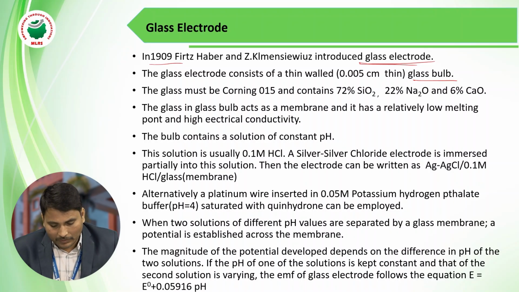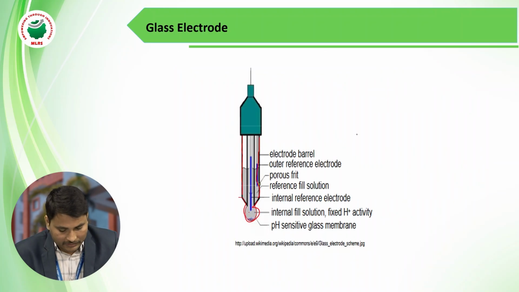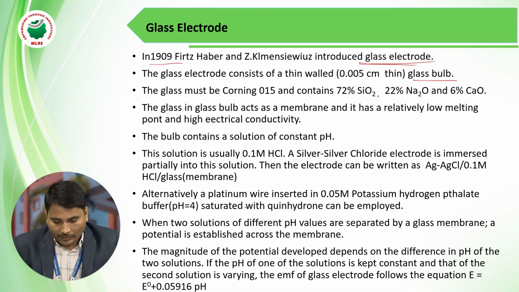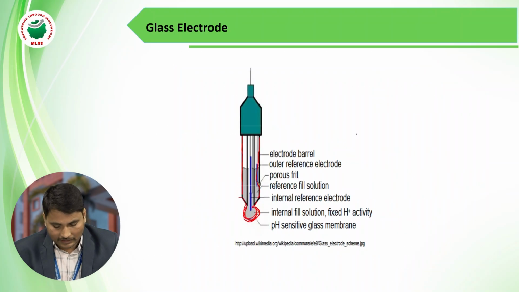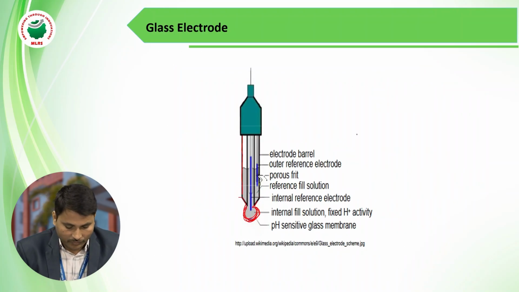The glass bulb acts as a membrane, and it has a relatively low melting point and high electric conductivity. It is very sensitive and it has a high conductivity. The bulb contains a solution of constant pH.